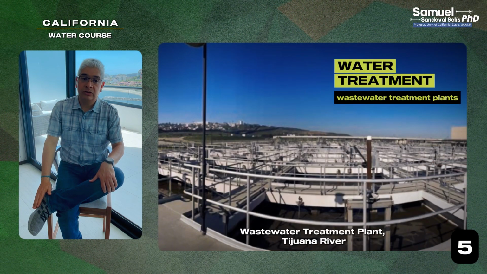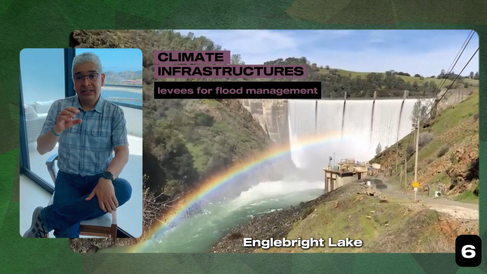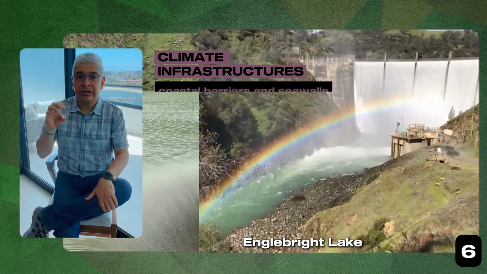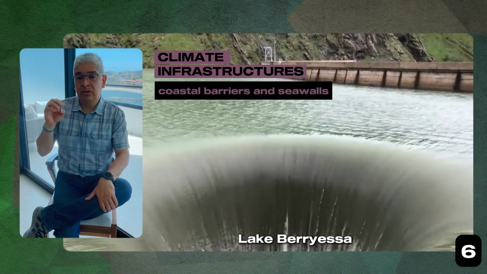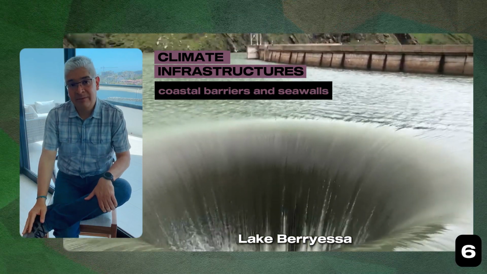The sixth one is climate infrastructures, and these are related with levees for flood management, flood walls, coastal barriers, and sea walls are built to protect communities from flooding to withstand the impacts of climate change.